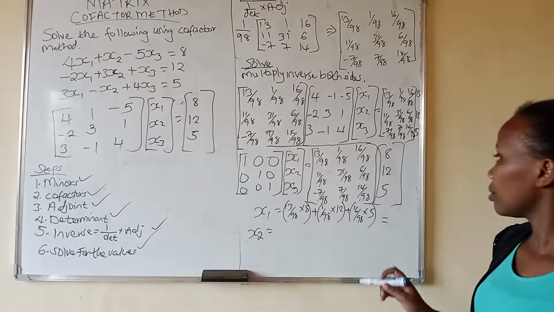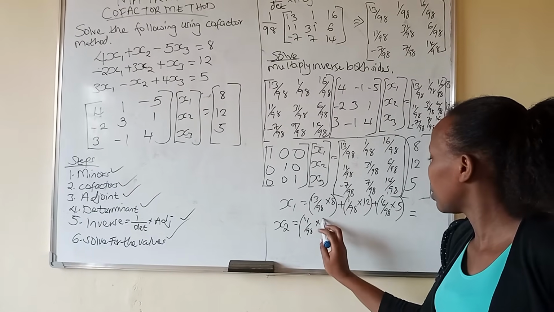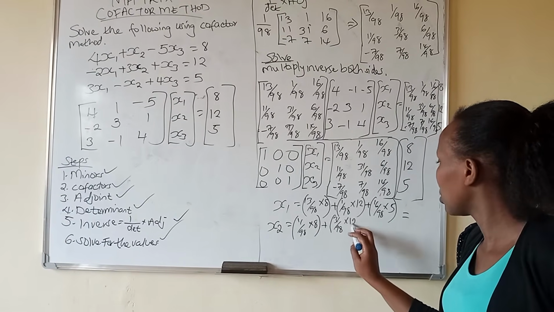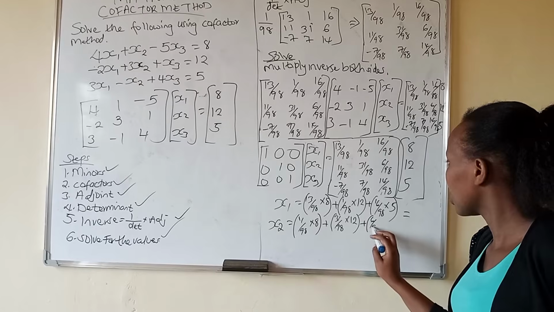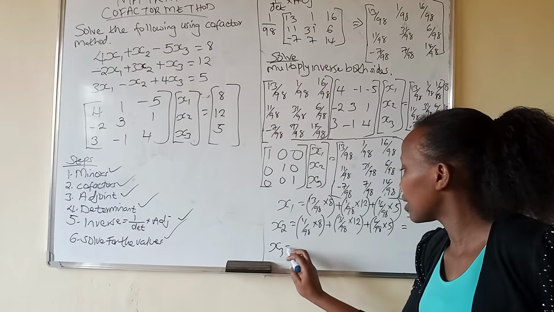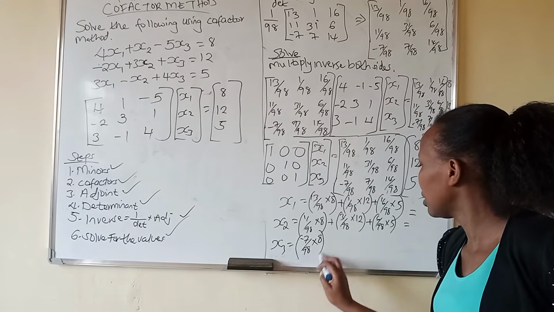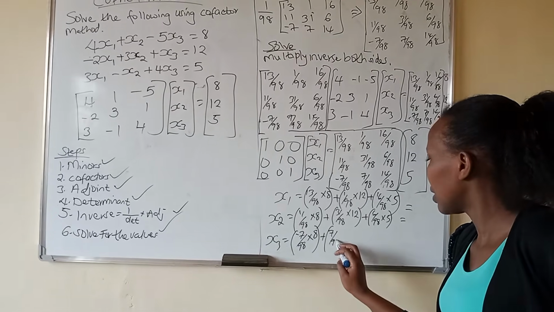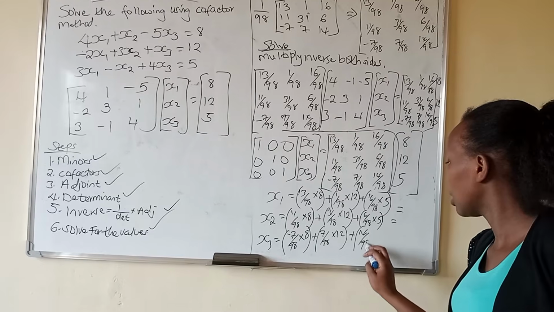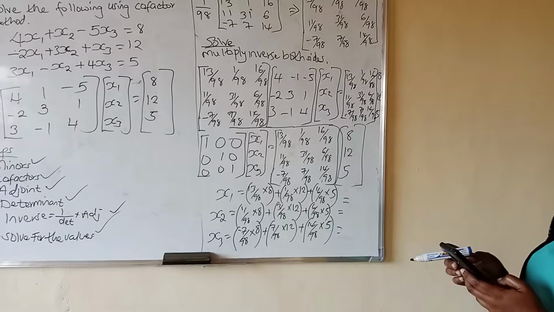Then x2 will be 11 over 98 multiplied by 8, plus 31 over 98 multiplied by 12, plus 6 over 98 multiplied by 5. And then lastly, the value of x3 is negative 7 over 98 multiplied by 8, plus 7 over 98 multiplied by 12, plus 14 over 98 multiplied by 5. Now you are able to get those values.